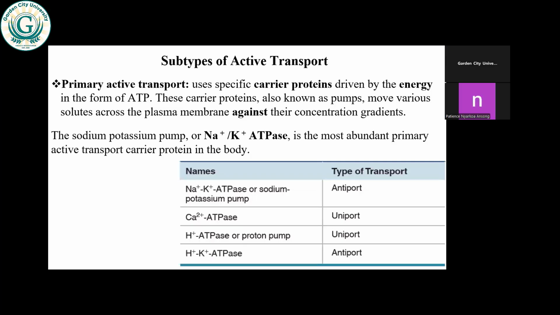To keep the class lively, let's break into rooms quickly. You have 4 rooms. First room, when you find yourself in the first room, you are going to explain how the sodium potassium ATPase or sodium potassium pump works. How does that kind of protein transport sodium and potassium? Room 2, you also look at calcium ATPase, how it works. Room 3, proton pump, and room 4, hydrogen potassium ATPase.